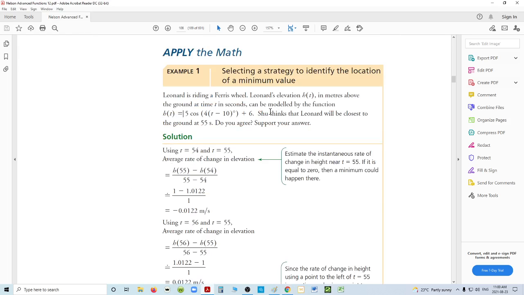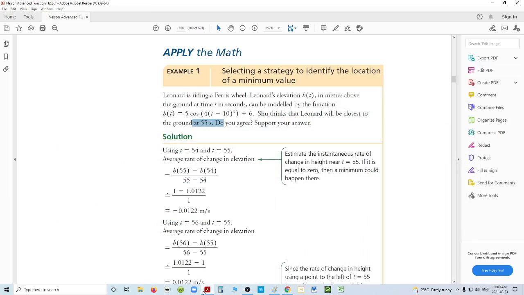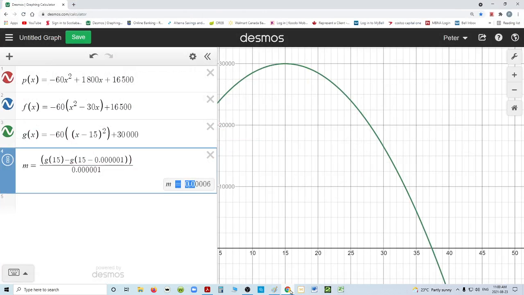The question is, Shu thinks Leonard will be closer to the ground at 55 seconds. Do you agree? Well, did we draw the 55 seconds in there? Yeah, I believe we found that at 55 seconds he's at the lowest point. So yeah. And you can always punch this into Desmos to make sure.